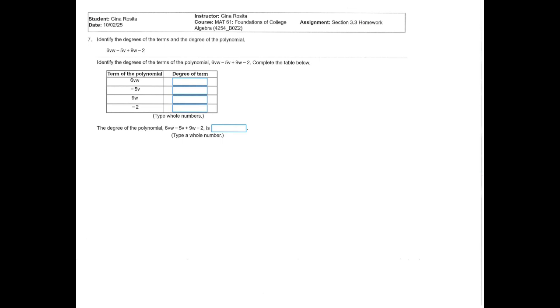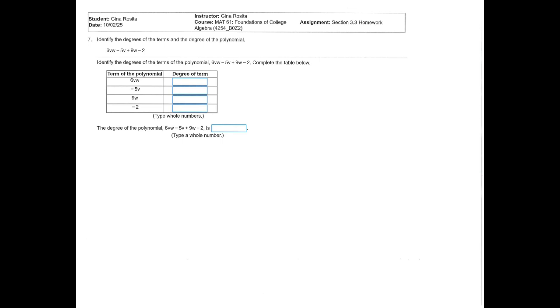Identify the degree. Okay, remember again, identify the degree of the terms and the degree of the polynomial. Okay, identify the degree of the terms of 6VW minus 5V plus 9W minus 2. You have to complete the table below. Now, there is a definition for this one. Okay, the degree of a term in one variable is the exponent of the variable. Okay, look again at number 1, yeah.